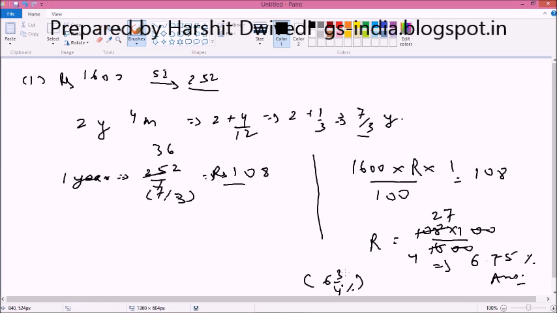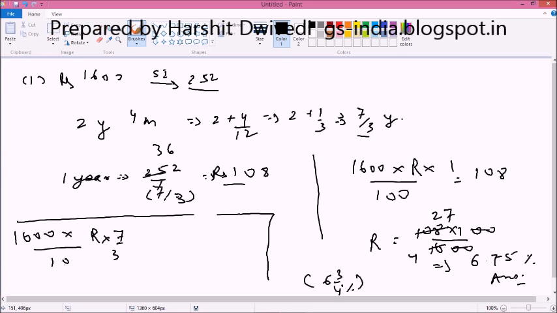It is as simple as this. I have told you that I have divided 252 by 7 by 3 and calculated the simple interest of 1 year, but you don't need to do this also. There is an alternative method. In this method, you don't need to calculate it for 1 year. You can simply write principal 1600 into rate of interest that you have to calculate, into time period 7 by 3 upon 100, equals 252. Then also you will get R is equals to 6.75%. I am calculating for 1 year because of your conceptual understanding and in order to make you solve sums a bit quickly.